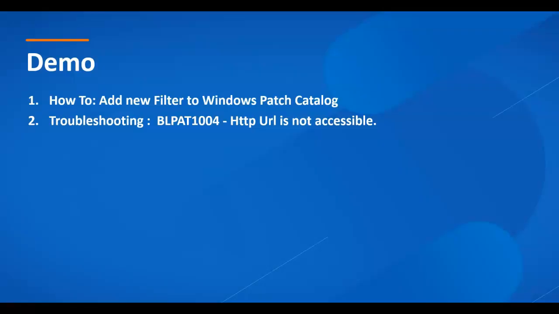So let's move to the demo now. In the first part of the demo, we'll see how to add a new filter to the Windows Patch catalog. In the second part, we'll see how to troubleshoot the BLPAT 1004 HTTP URL not accessible error while updating a Windows Patch catalog.